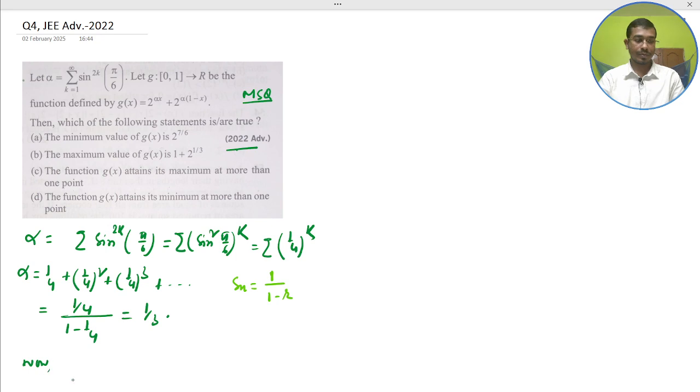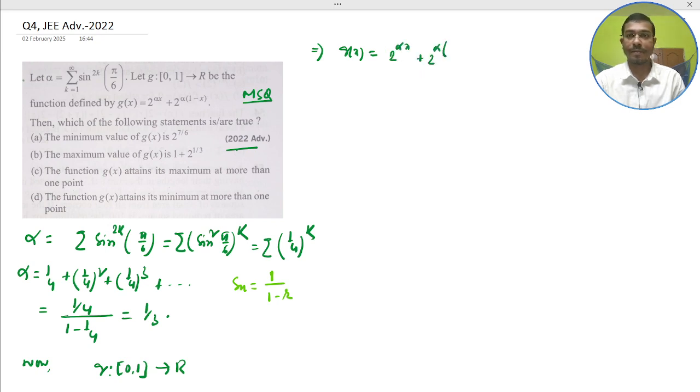Now z such that 0 1 2 r, this is the relation. So that imply is given gx be a function that 2 to the power alpha x, this is given, plus 2 to the power alpha into 1 minus x. So you have to calculate that, put this value of alpha. So 2 to the power x by 3 plus 2 to the power 1/3 into 1 minus x. Put this value alpha equal to 1/3.